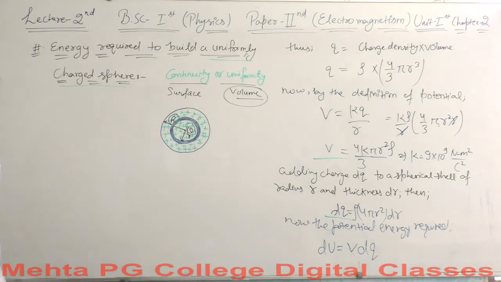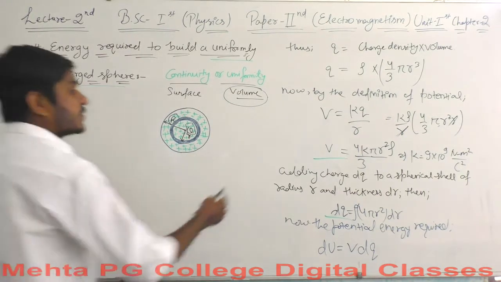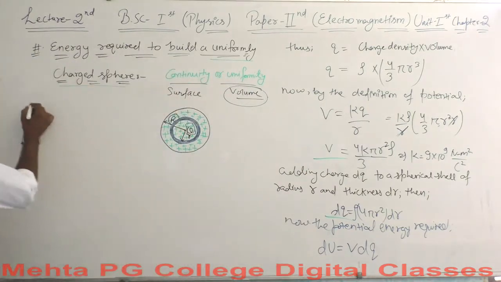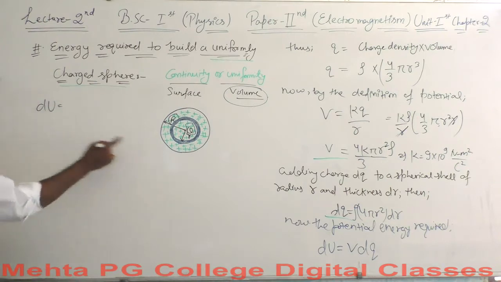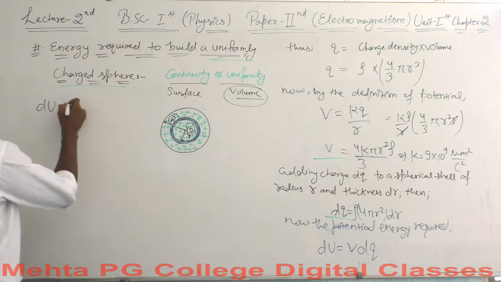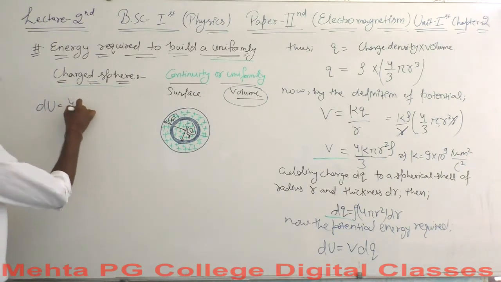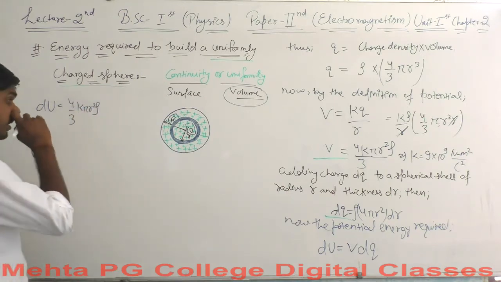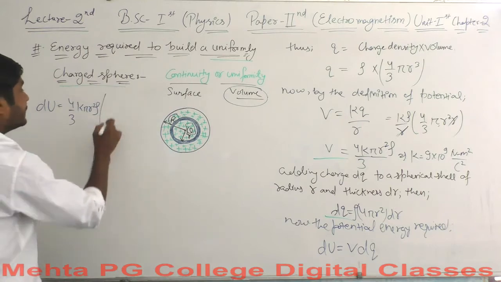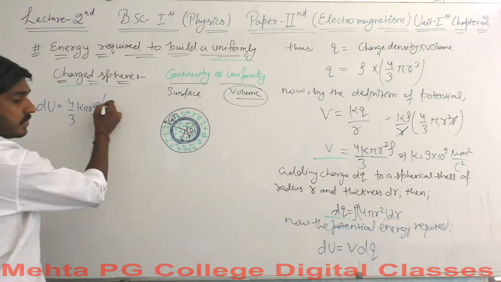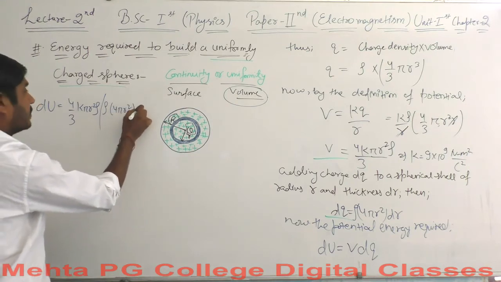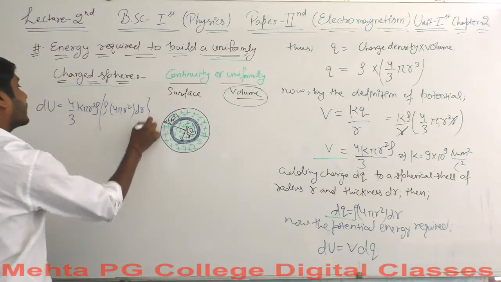Okay. So what do we have right now? We will substitute the values from this equation and this equation into this equation. So what should be the value of dU by now? This will be equal to 4/3 k π r² ρ into ρ 4π r² dr.